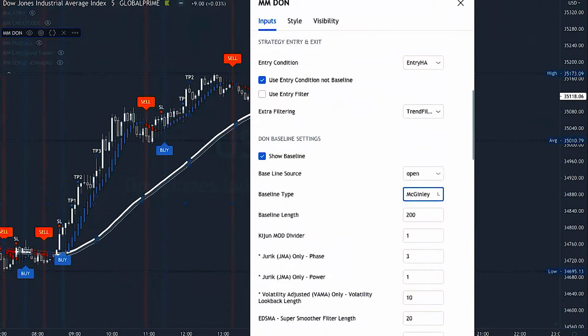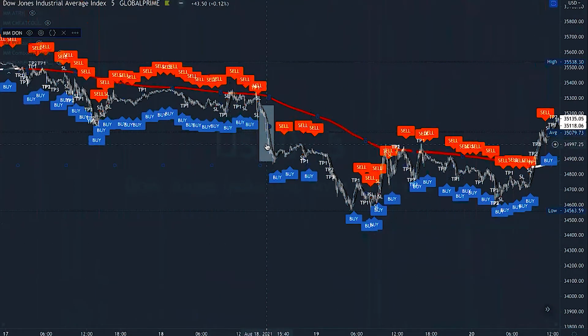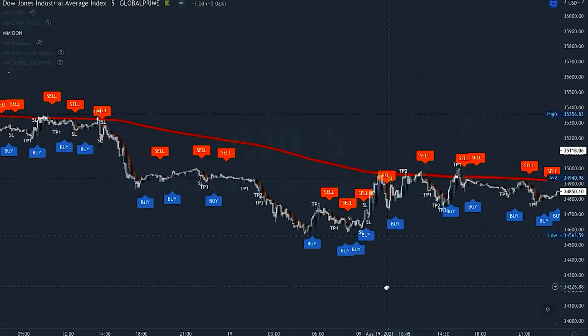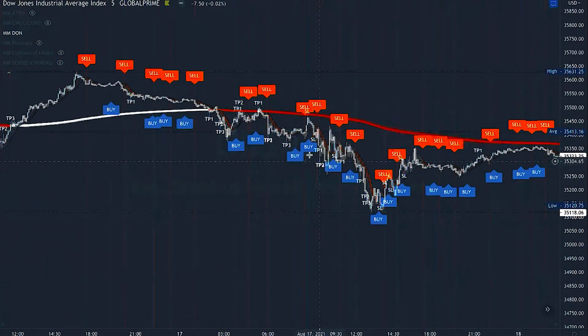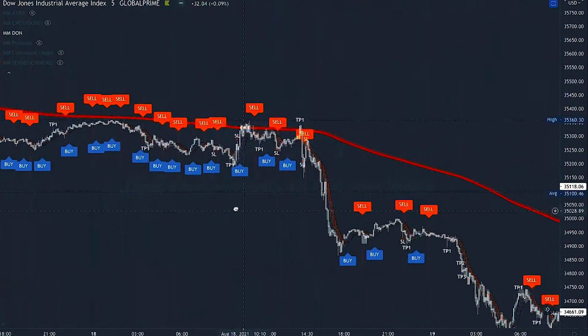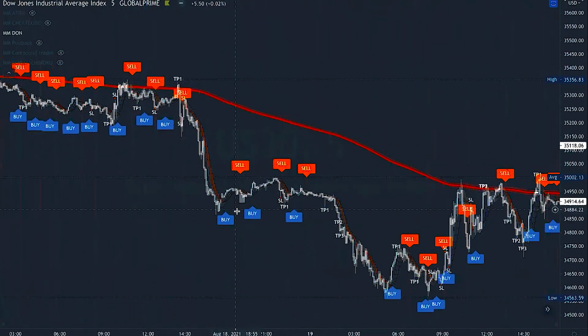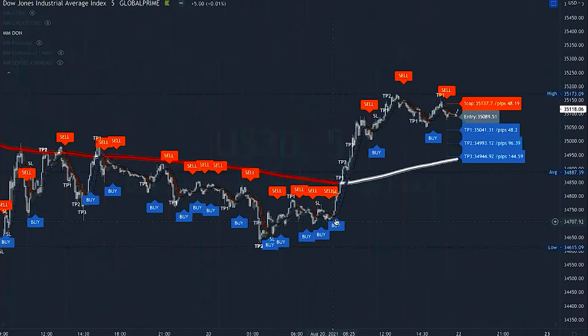Let's use the McKinley. Now you can see how the McKinley gives a different price calculation, and we're getting a very, very long-term downtrend. So now you're only looking at sells. All these buys are invalid. All these buys are invalid. You're only taking scalp sells. Nice scalp signals are happening here, right? All of them here. Boom, boom, boom.